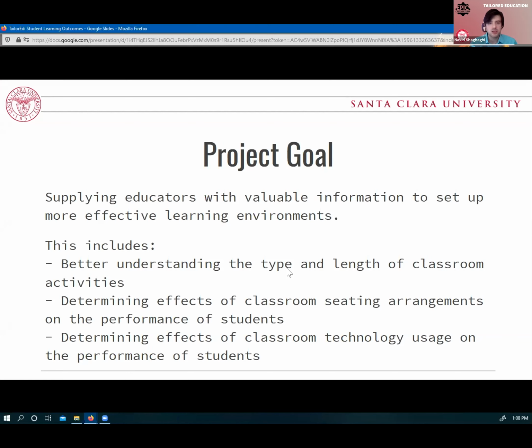And then, of course, there are the seating issues. There's lots of research out there today saying that students should be in small groups, or they should be sitting in this kind of chair, or they should have the ability to move around, or not.